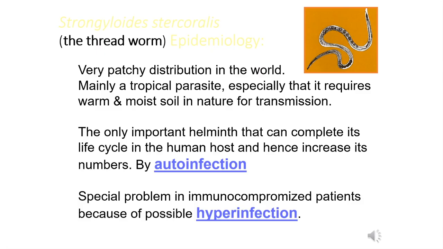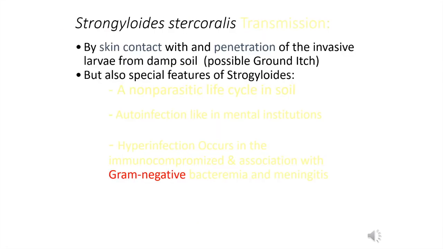This is specific to Strongyloides stercoralis. Okay, transmission of Strongyloides stercoralis is again by penetration of the skin of the feet in nature, in the outside environment. However, it has another characteristic, a non-parasitic life cycle in soil. So if it does not find an appropriate host to penetrate, then it can go on with its life cycle, molt further, and develop into adults in nature. This is a non-parasitic existence for preservation of the species.